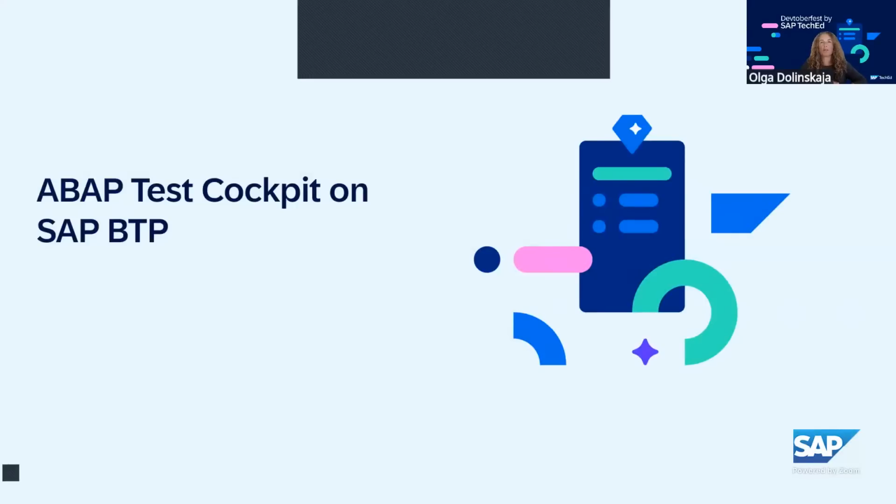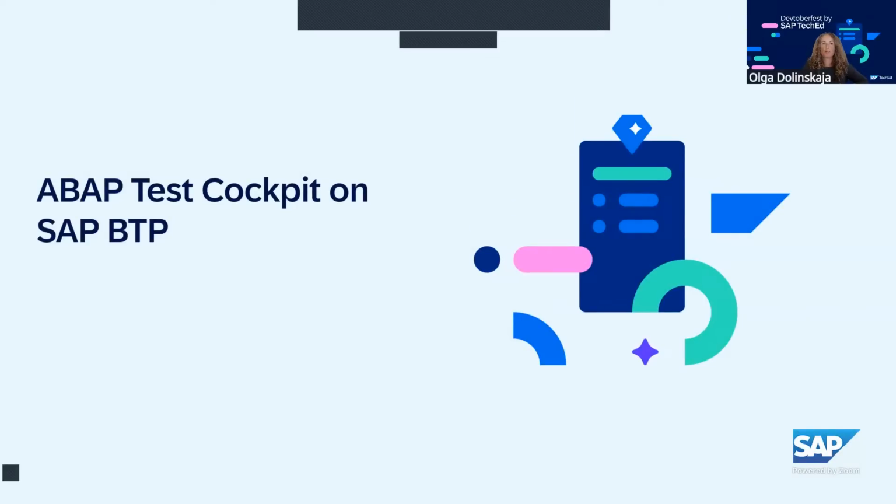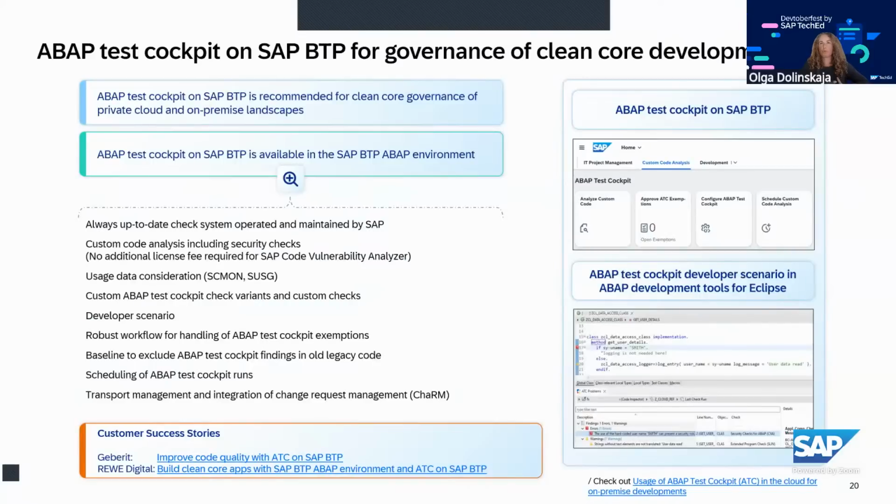After you have seen the cloud readiness checks and the clean core checks, let's take a look at the ABAP Test Cockpit on BTP. We have moved ABAP Test Cockpit to the cloud. ABAP Test Cockpit is available on BTP inside of BTP ABAP environment and is our recommended tool, this ATC service on BTP, for clean core governance of your private cloud and on-premise development.